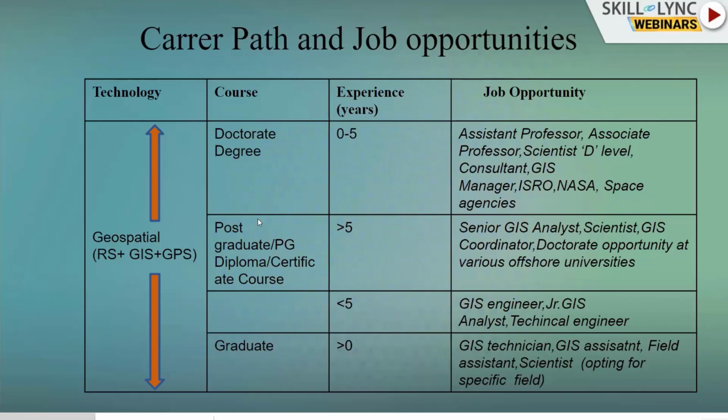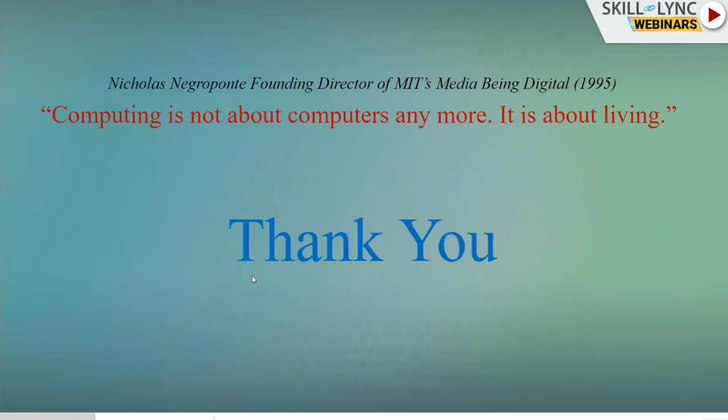Then if you have a doctorate degree and 0 to 5 years of experience or more than that, then you can opt for assistant professor, associate professor, scientist at D level, and you can join ISRO, NASA, and various space agencies. So I'll stop myself with the words of Nicholas, who said that computing is not about computers anymore, it is about living.